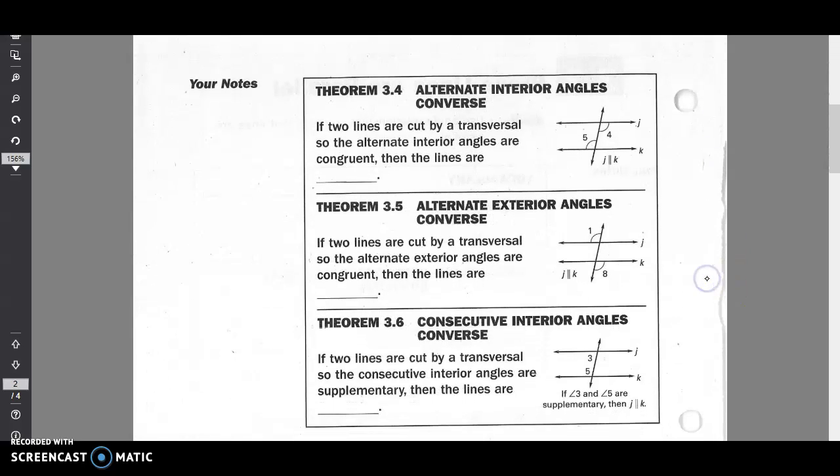Now we have the other 3. If you are given alternate interior angles are congruent, you are allowed to assume that the lines are parallel. Alternate exterior, parallel, and same side interior or consecutive interior, like your book calls it, if they are supplementary. So be careful, make sure that they're supplementary. Hit pause and write down all 3 of these theorems and also the figure that pertains to them.